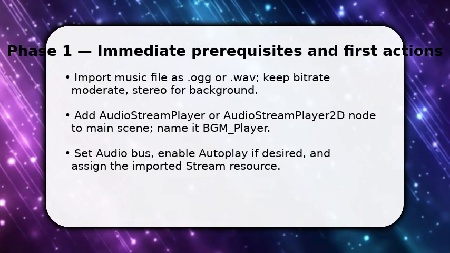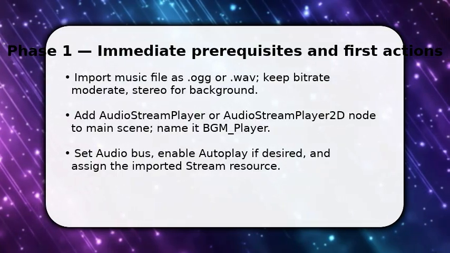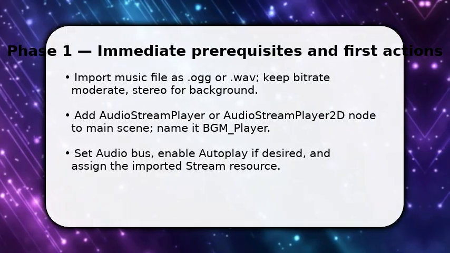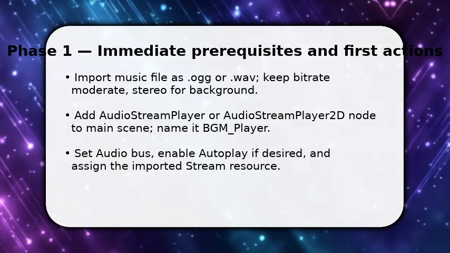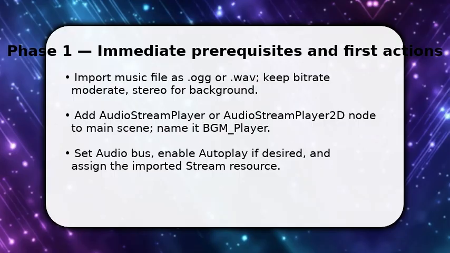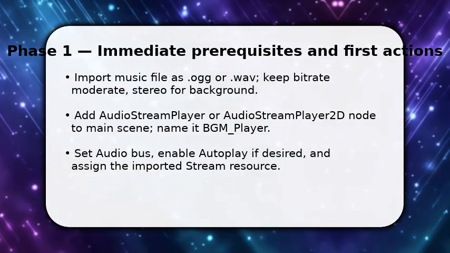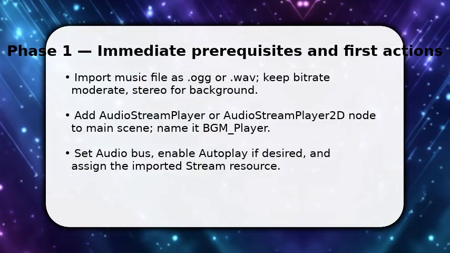You start by getting the audio into Godot and placing a player node in your scene. First, import a compressed OGG or lossless WAV. Once done, create an AudioStreamPlayer or AudioStreamPlayer2D and name it BGM player so you recognize it later. Next, assign the imported stream resource to the node and pick an audio bus. This lets you control group volume and effects.